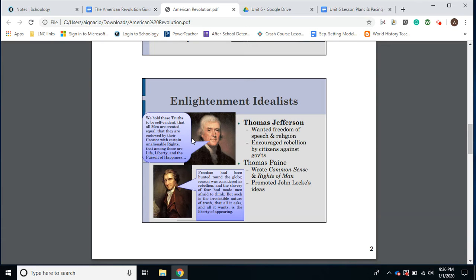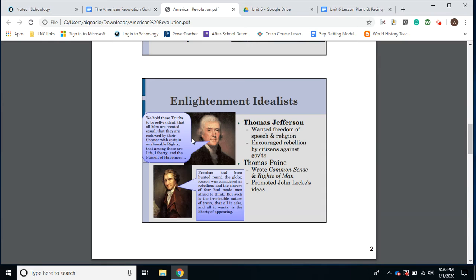But quickly, some Enlightenment ideas that are reflected in the Declaration of Independence and that are also fueling the revolution for the colonists is Thomas Jefferson. He wants freedom of speech. He also wants freedom of religion. And if you remember, that is very much an idea from Voltaire. So Voltaire, freedom of speech. And he encourages this rebellion against the British government.